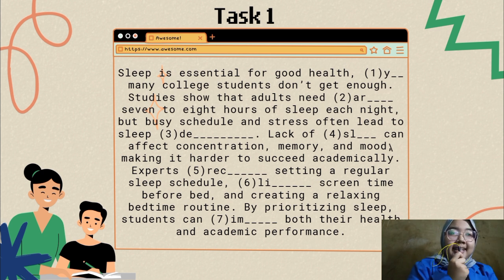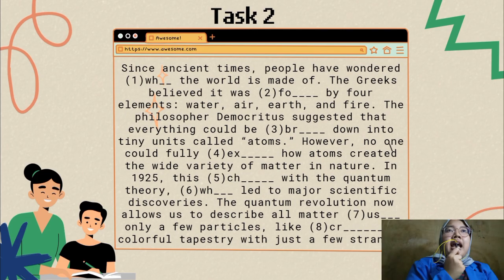Expert blank. Setting a regular sleep schedule. Blank. Screen time before bed and creating a relaxing bedtime routine. By prioritizing sleep, students can blank both their health and academic performance. So there are 7 missing words in the text 1. In the text 2, there are 8 missing words.